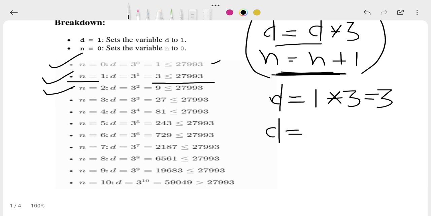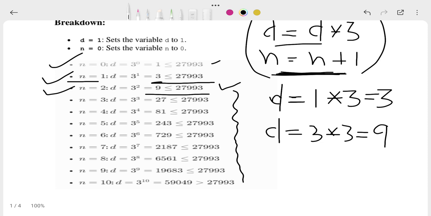Okay, so now d is equal to again d into 3. What was d? D was 3. So 3 into 3 is equal to 9. So your new value is 9. 9 is less than this. Yes. So similarly you have to continue updating, until you reach n is equal to 10. So now d is equal to 3 into the previous value.